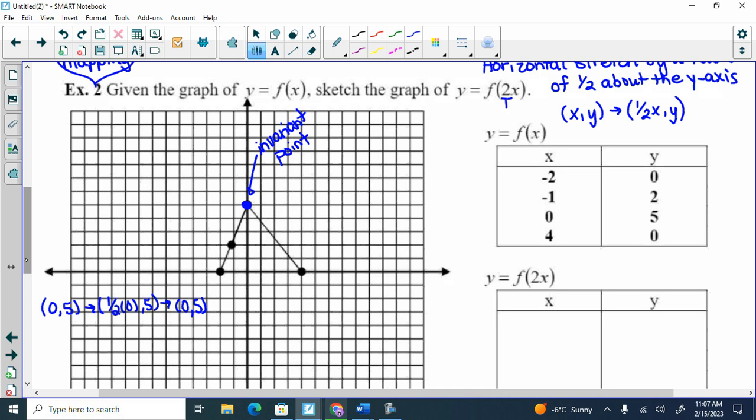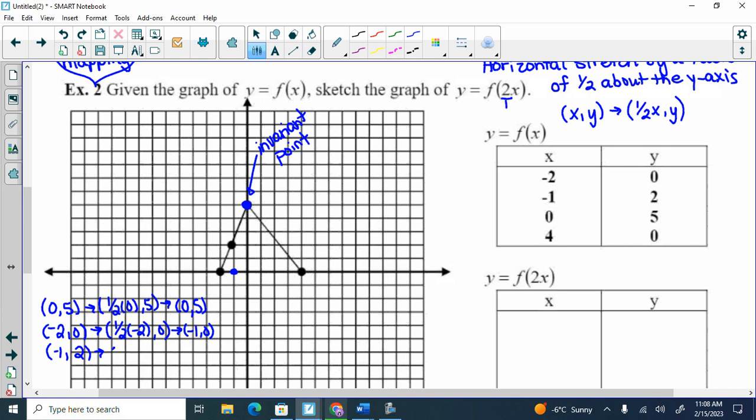Then I still have to apply my others. So I have -2, 0. I'm going to get -2, 0, which becomes 1/2 times -2, comma 0. 1/2 times -2 is -1. So now it's at -1, 0. So it's squished in, right? It's taking my x's and halving them all. Halving all my x's.